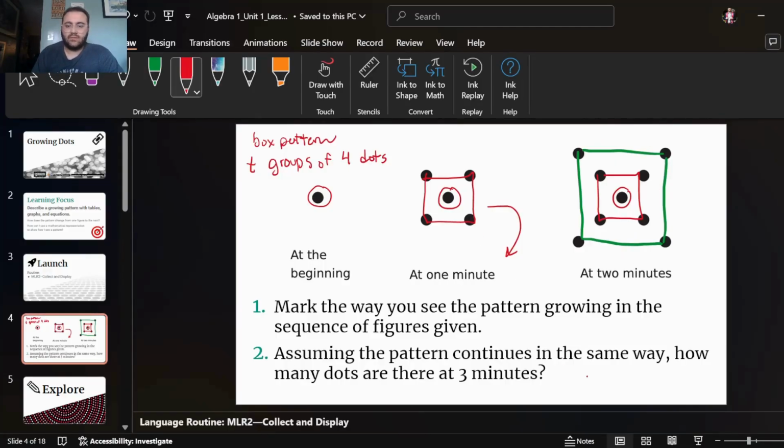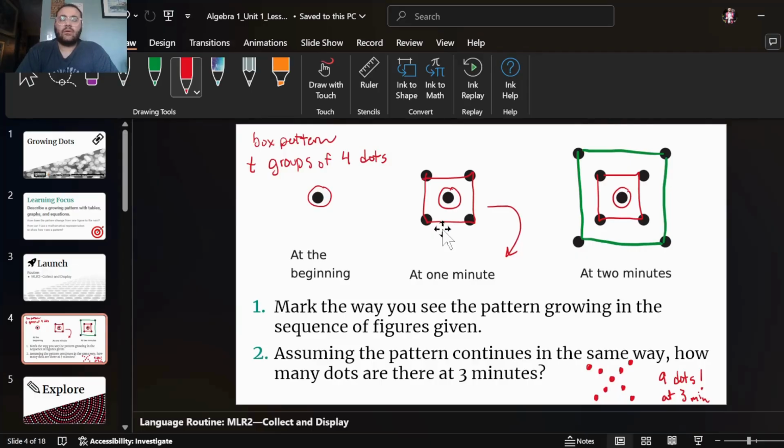So if we were to continue this pattern, what would the pattern look like at 3 minutes? It would look something like this. So we're going to see here, we're going to have 1 in the middle, then plus 4, that's 5, plus another 4, that's 9 dots at 3 minutes. 9 dots at 3 minutes.